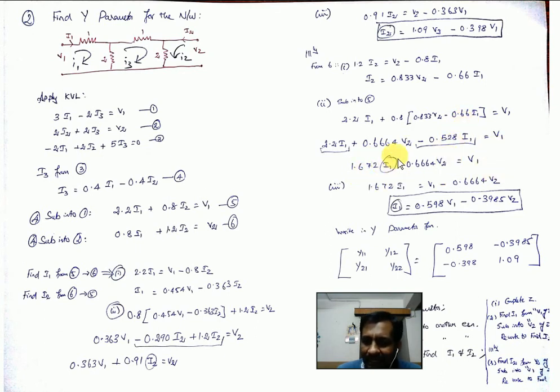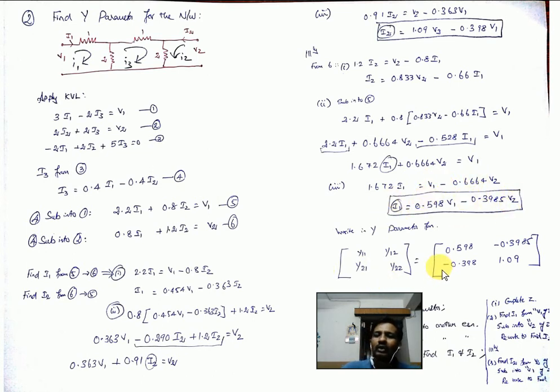Then rewrite the I1. I need I1. So 1.672 I1 only, keep it on this side. This term is on the opposite side. So V1 minus this answer will come. Then I need I1 only, so 1.67 moves to the opposite side and comes in the denominator. So simplify, I got the simplified equation.